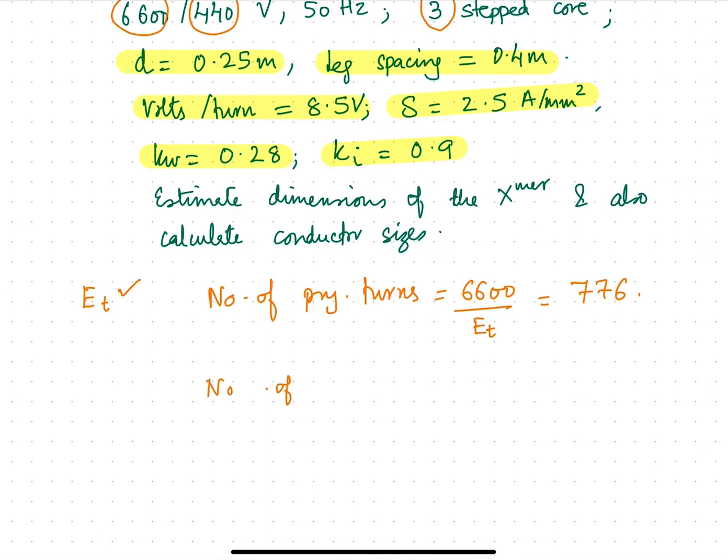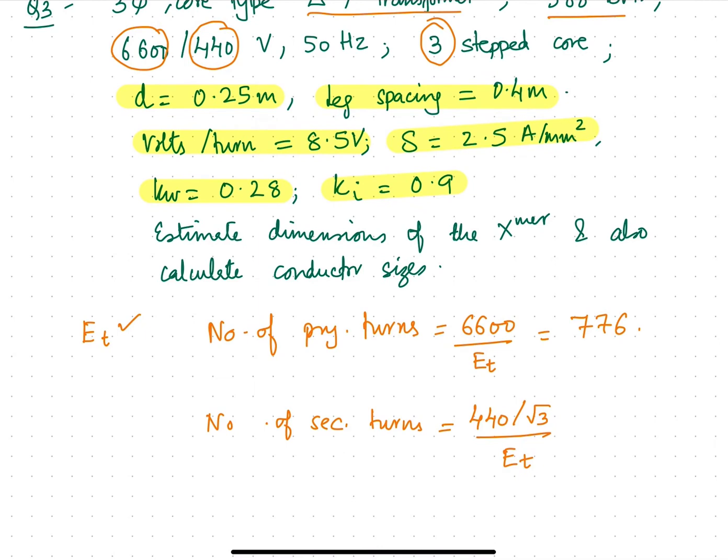Now number of secondary turns is not going to be 440 divided by 8.5 straight away. It is going to be 440 divided by root 3 divided by ET. Why? Because in case of delta, the line voltage is equal to phase voltage, but in case of Y connected transformers, the phase voltage is 1 by root 3 times the line voltage. So you have to calculate this for per phase voltage. So this comes out to be equal to 30.